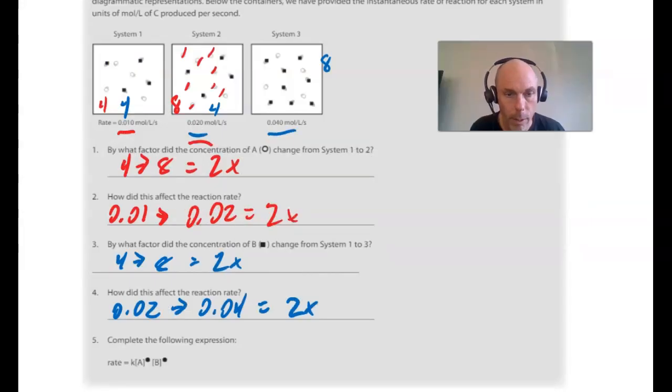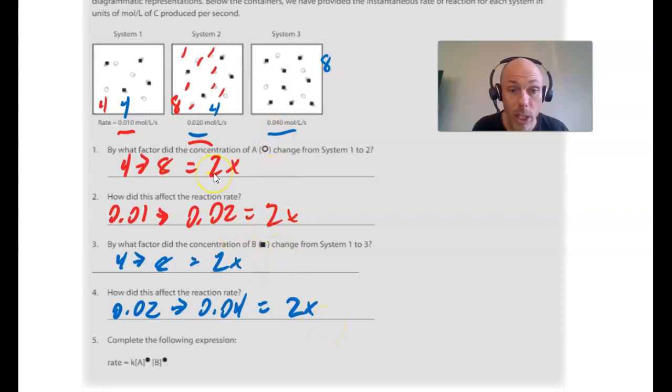For 1, I found that the number of circles went from 4 to 8 from system 1 to system 2. That's a 2-fold increase. 8 divided by 4 is 2. Meanwhile, the reaction rate from system 1 to system 2 went from 0.01 to 0.02, which is also a doubling. They both went up by a factor of 2. From systems 1 to 3, the number of squares went up from 4 to 8. That's a 2-fold increase. And the reaction rate went from 0.02 to 0.04, which is also a 2-fold increase.